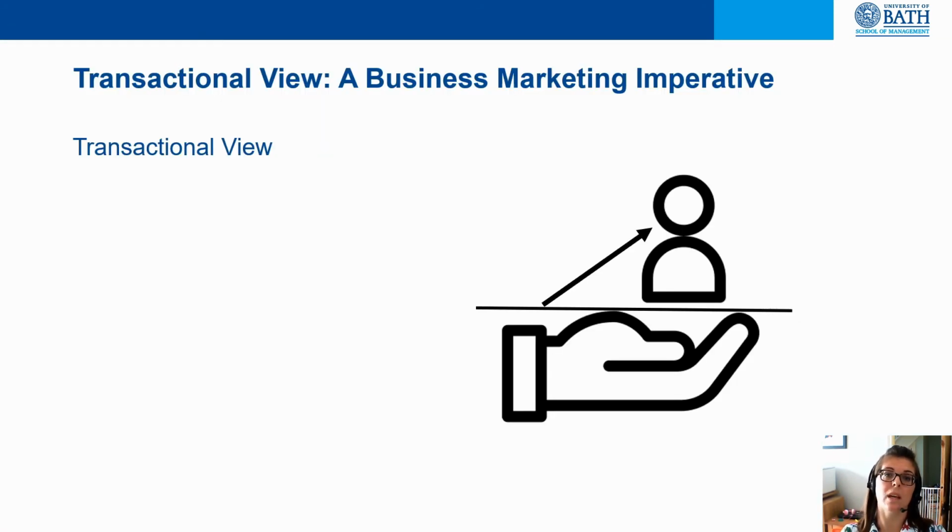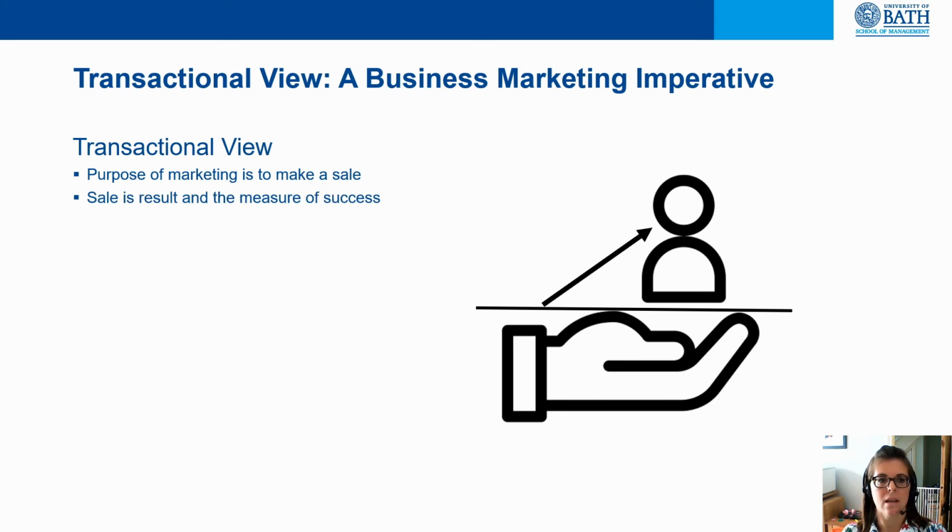Okay, we were looking at the transactional view, the transactional view of those sales orientations, product orientations, and to some extent the production orientation, but not so much. The transactional view says the purpose of marketing is to make a sale. The sale is the result and the measure of success, so it's sales and top line revenue.